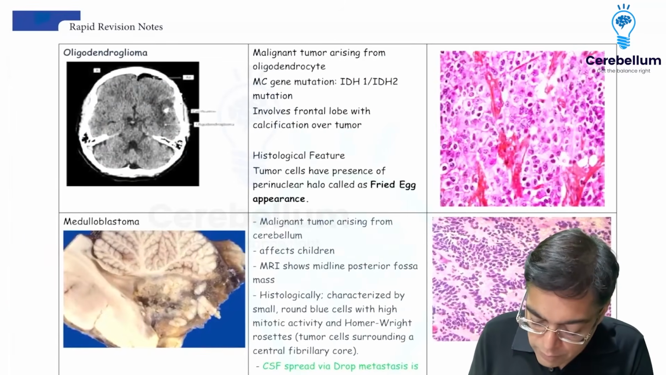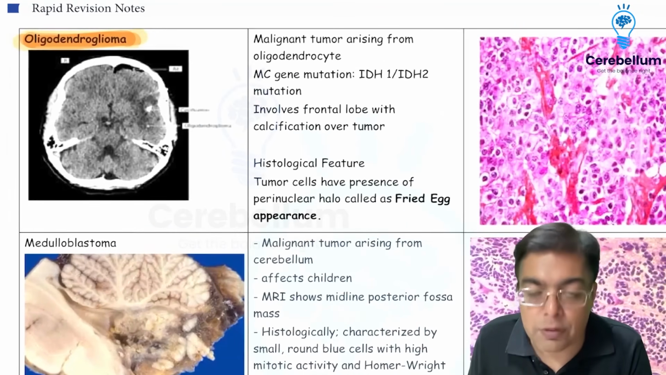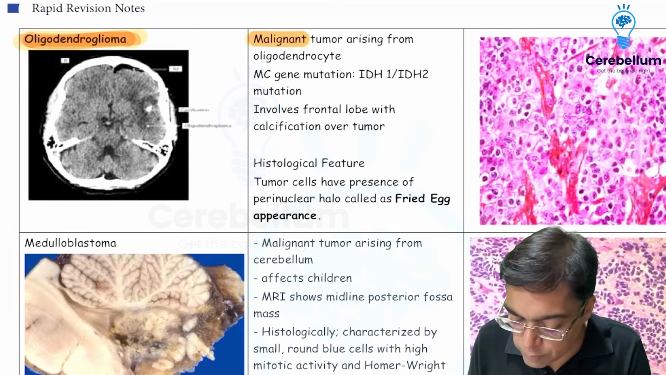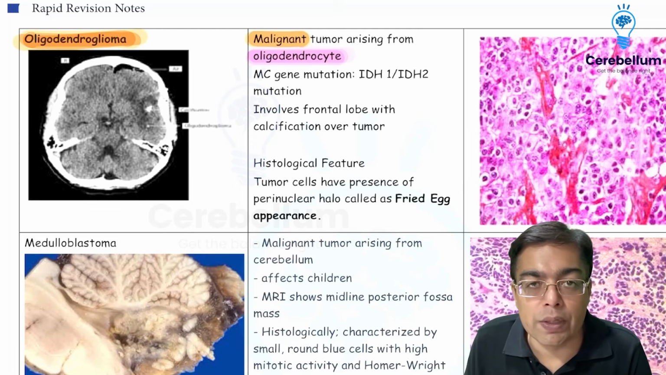Next tumor about which we need to have an idea is given the name of an oligodendroglioma. Oligodendroglioma is an example of a malignant tumor. The name gives you a hint regarding its cell of origin. The cell of origin over here is an oligodendrocyte. Quite commonly, patients are going to be having mutations in the enzyme, the isocitrate dehydrogenase enzyme subtype 1 and 2.